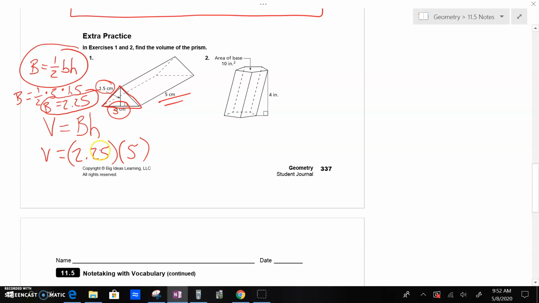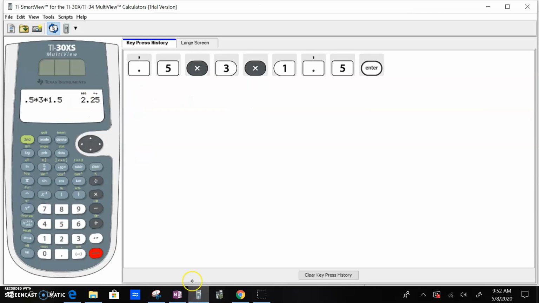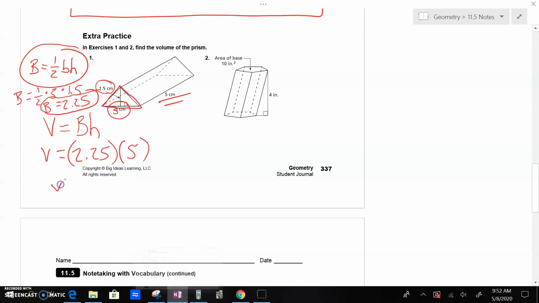So then we're going to take our 2.25 and we're going to multiply by 5. So times by 5. And our volume is going to be 11.25. So our volume then is 11.25. And in this case, it would be cubic centimeters.